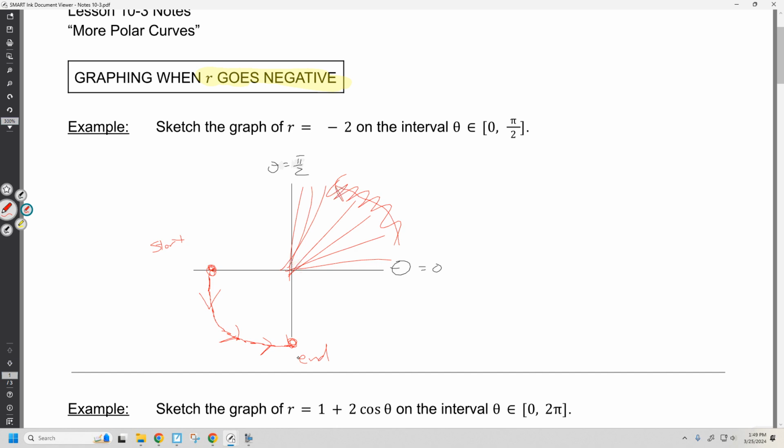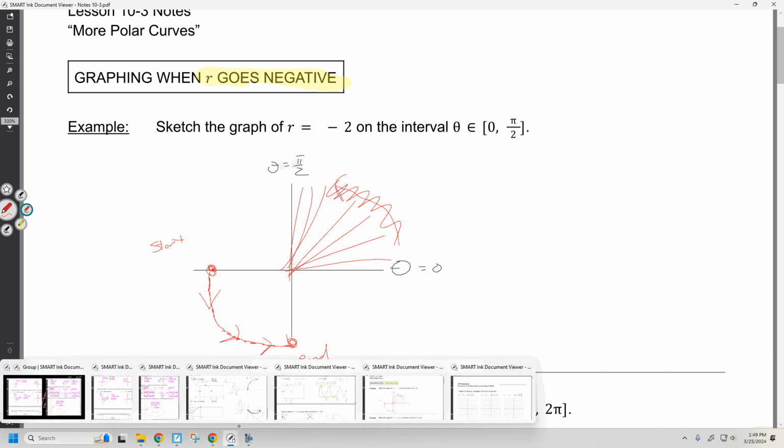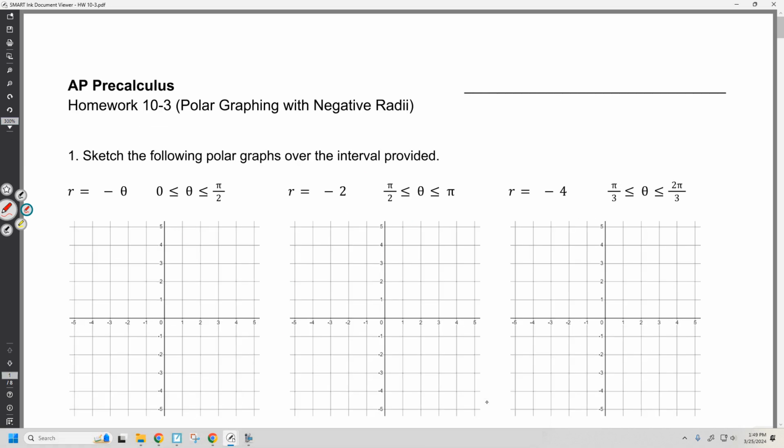Okay, well, let's see. Go to your homework and do a couple for me. Do this one, please, and this one.